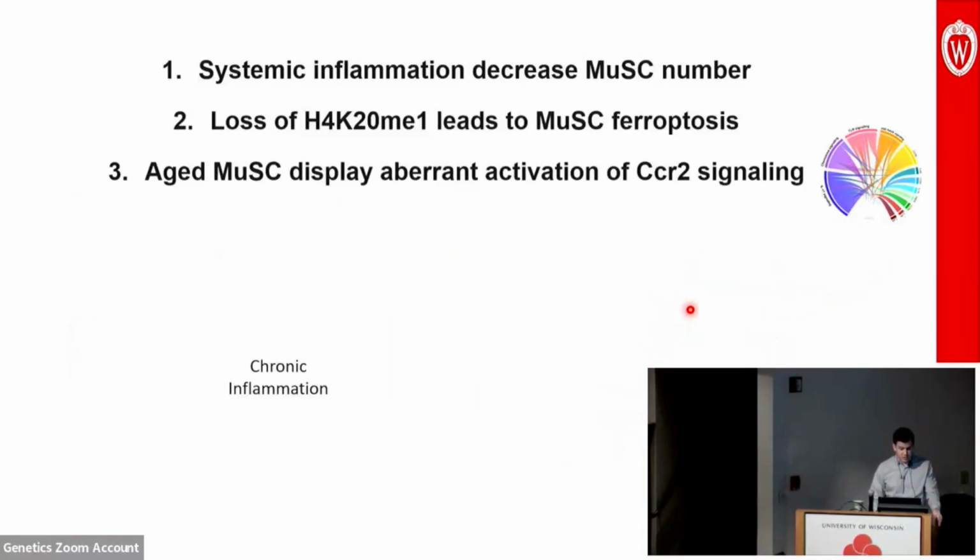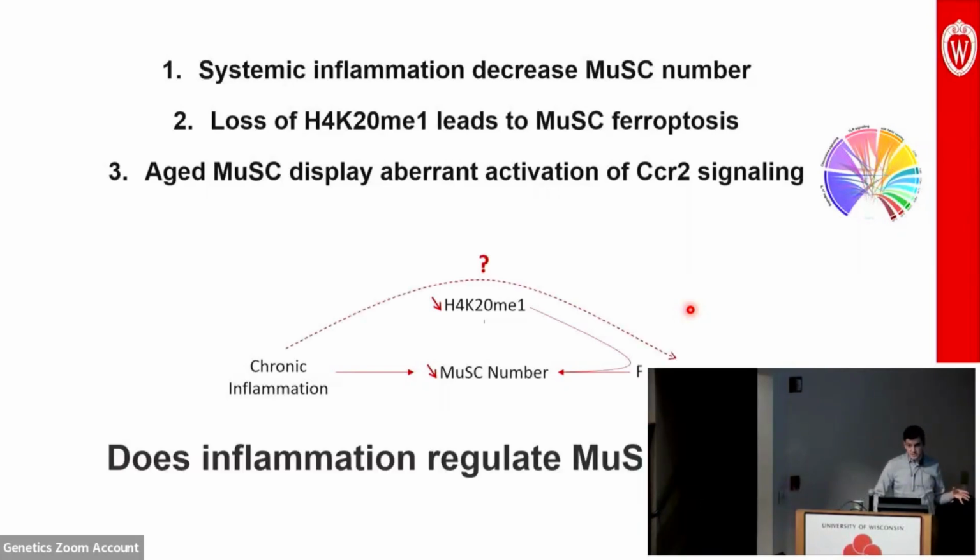All right, so at this point, what we found was that chronic inflammation is directly linked to the loss of muscle stem cell number, that the loss of H4K20 monomethylation led to the loss of muscle stem cells, and that ferroptosis caused this, right? We established at this point that the decrease in H4K20 monomethylation is linked to ferroptosis and the loss of muscle stem cells. What we haven't linked yet is those two things, which is how I started this talk about inflammation.